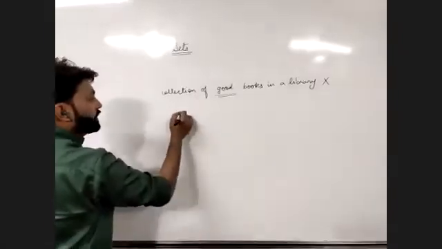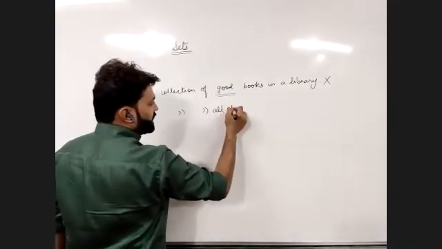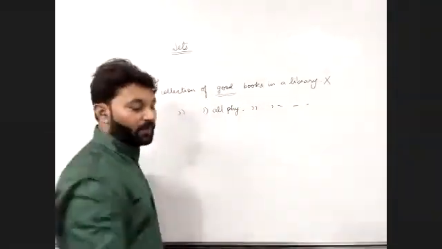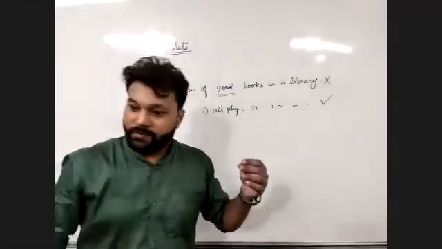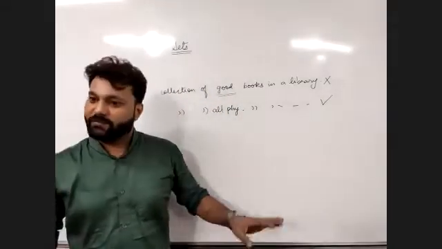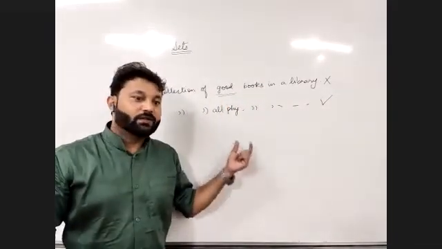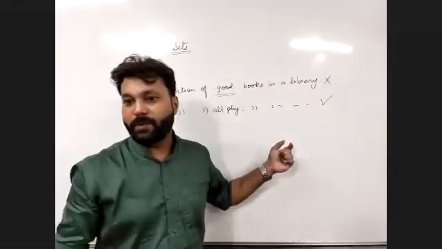If I say collection of all physics books in a library, will it be a set? Because physics will remain to be physics. Whichever part of the universe you go, multiverse में भी अगर आप चले जाओ, physics will remain to be physics only. So this is well defined. So the most important thing for a set is that the object should be well defined.